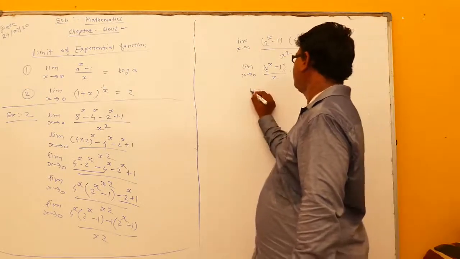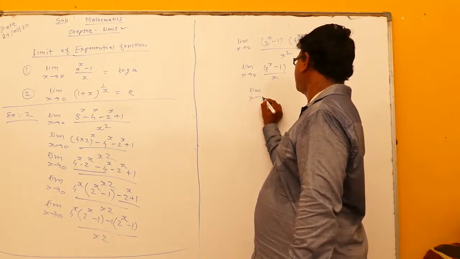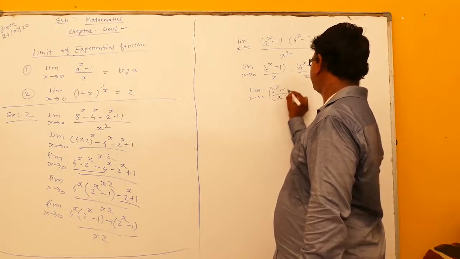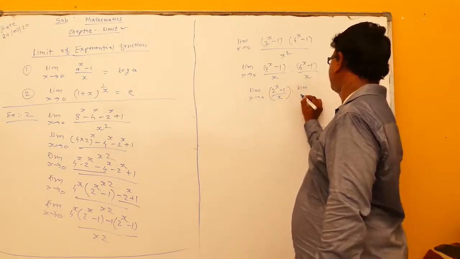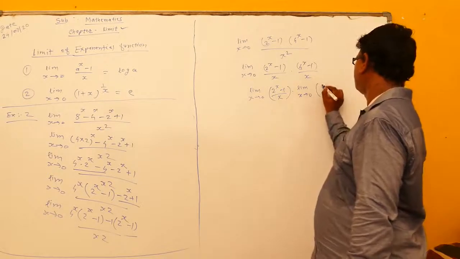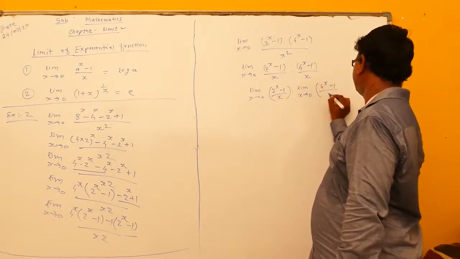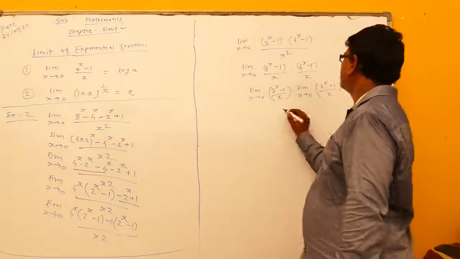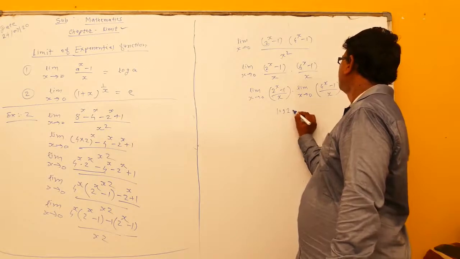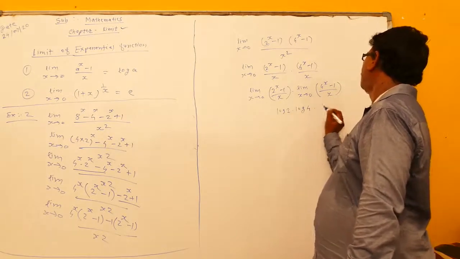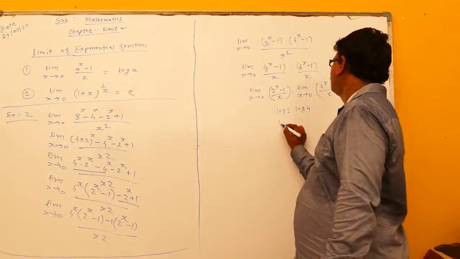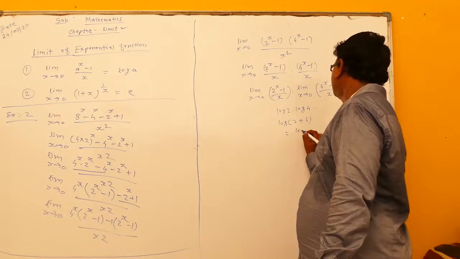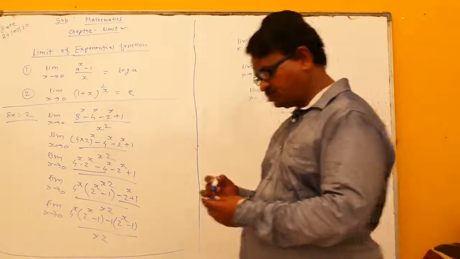By algebra of limits, it is separated out. Limit of x tends to 0, 2 to the power x minus 1 divided by x, into limit of x tends to 0, 4 to the power x minus 1 divided by x. Now from this result, it is log 2 into log 4. Log a into log b is equal to log of a plus b. That is equal to log of 6, which is the answer of this example.